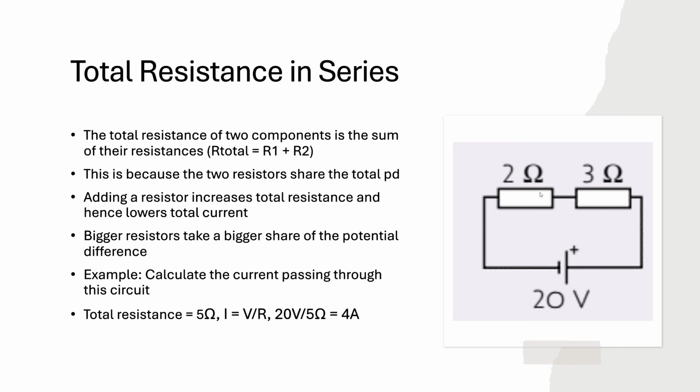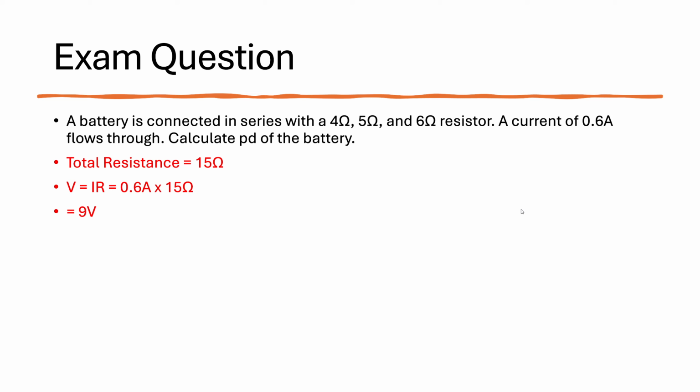So this is a good example. Here we've got a 2 ohm and 3 ohm resistor. That means the total resistance is 2 plus 3, which is 5. We then do 20 volts divided by 5 ohms, which means 4 amps is passing through this circuit. Here's another example. Here we've got 4, 5, 6. So 4 plus 5 plus 6 is 15. We then do 0.6 amps times 15 ohms. That means we've got 9 volts. So again, we're just adding the resistance because it's in series.